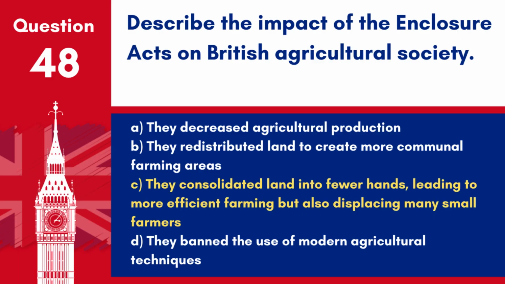Answer. C. They consolidated land into fewer hands, leading to more efficient farming, but also displacing many small farmers. The Enclosure Acts allowed for the privatization and consolidation of land, leading to increased agricultural efficiency, but also contributing to social displacement and urban migration.